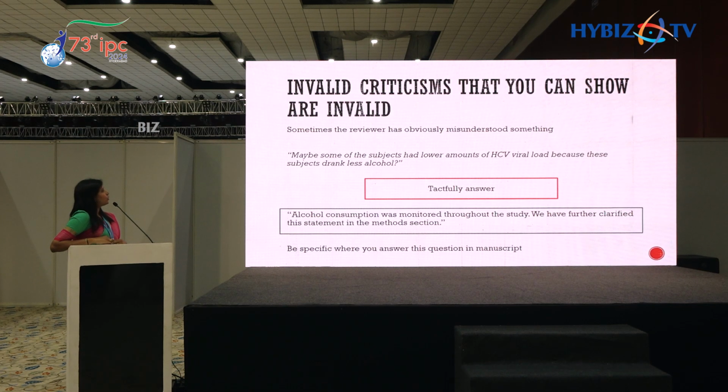Invalid criticism that you can show is invalid. Maybe the reviewer says some of the subjects had a lower HCV viral load because these subjects drank less alcohol. So maybe he missed a point. So you clarify that and say, alcohol consumption was monitored throughout the study. We have further clarified this statement in the method section. Try to say that, no, that's not the case. We have clarified it. Next, please.